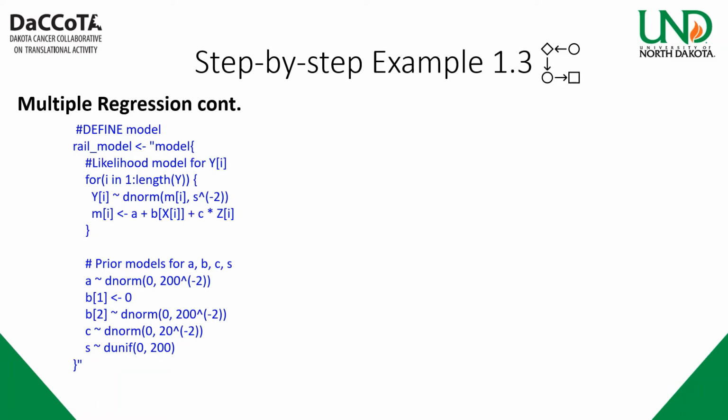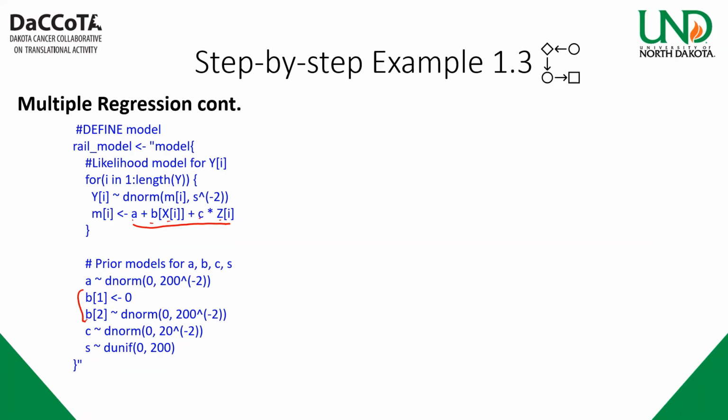We have y across iterations as a normal distribution, and then this is our equation here, a, b, and c, with x and z that will come from the data. So these are our prime models. We already kind of looked at that, but this is a little trickier. So a is just a normal distribution.